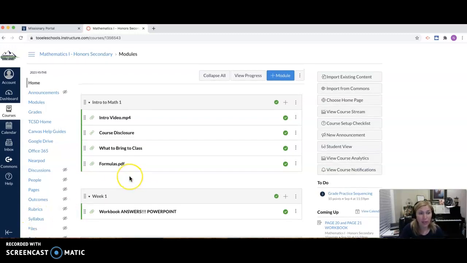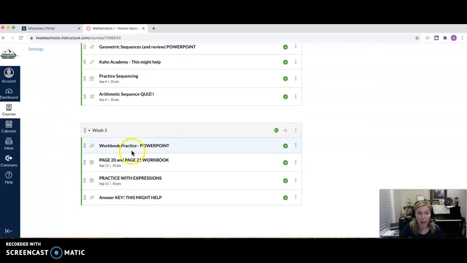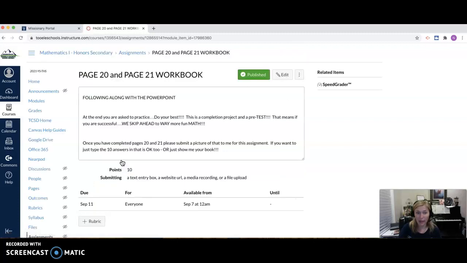What we're going to see on Canvas for week 3 is my PowerPoint. I'm going to go over this with you right now. Then at the end of the PowerPoint, I'm going to ask you to do pages 20 and 21 in your workbook. It says, following along with the PowerPoint, at the end, you are asked to practice. Do your best. This is a completion project and a pretest. So I'm just trying to see how much you know after the little introduction that I give you today.